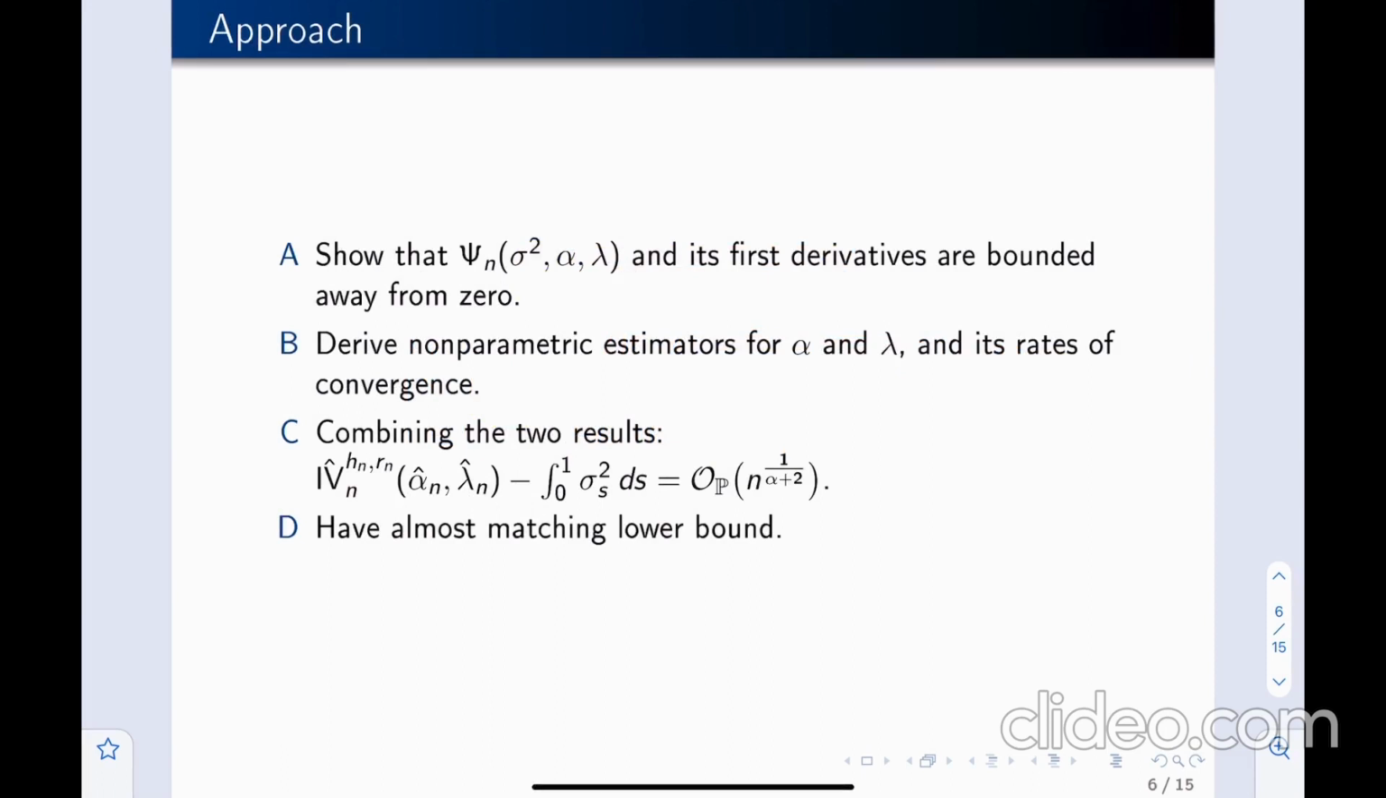Now, let's take a look at the rough procedure. First, we want to show that the function psi is also invertible. After all, as we've just seen, this is used in the estimator. Since the Taylor expansion is used here in the main result, along with the inverse rule, we need that psi and its first derivative are bounded away from 0, and that the second derivatives exist. In addition, estimators for the parameters alpha and lambda must be found. The impact of estimating these parameters on the estimate of the integrated squared volatility also needs to be explored. This forms the main result of the paper.